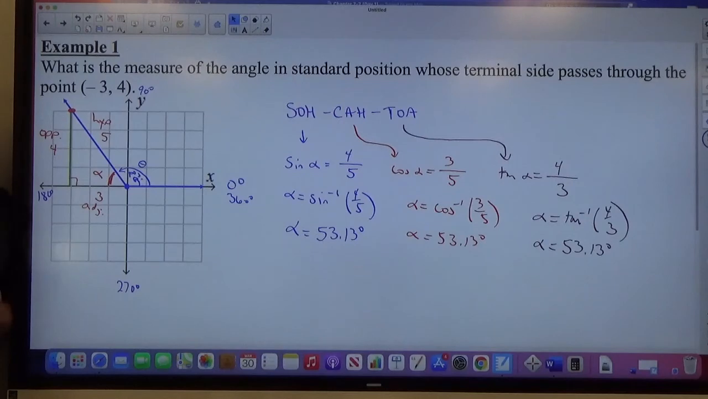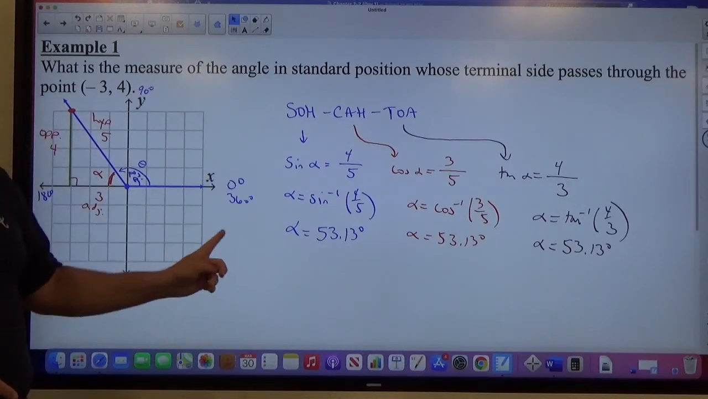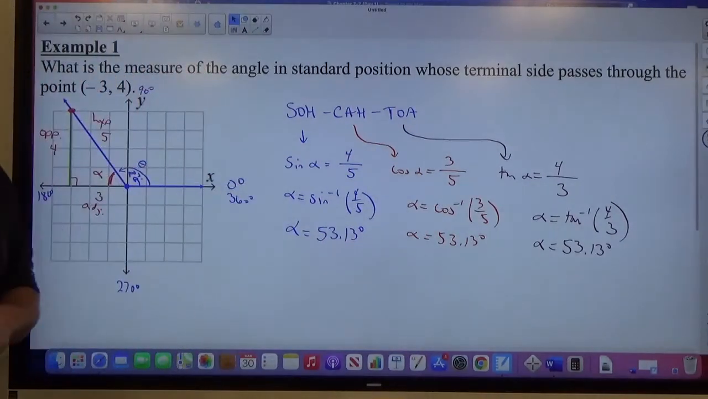So notice it didn't matter. I could do inverse sine, inverse cosine, inverse tangent. You pick what you want, do it, and you'll get the answer, because that is what alpha equals. No matter if you use sine, cosine, or tangent, we know all 3 sides are exactly right. The calculator will spit out the exact same answer, because that's what the answer is. So now, once I know alpha is 53.13 degrees, my task is to find theta.